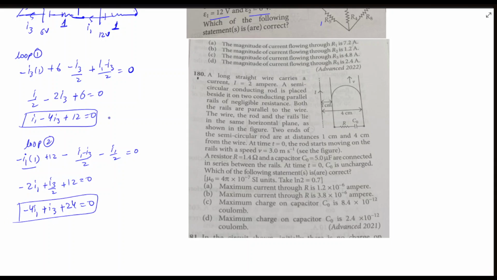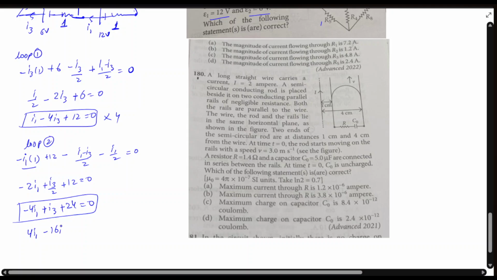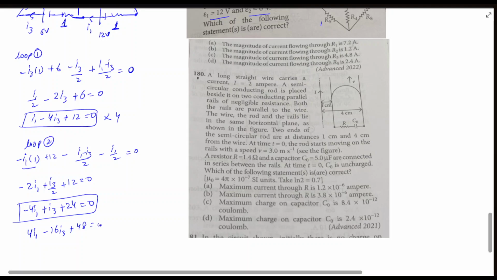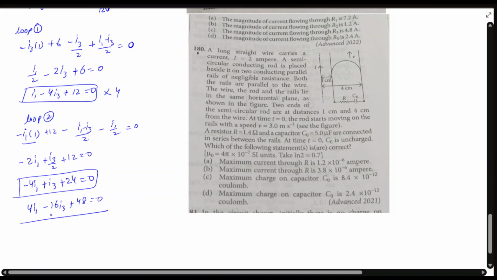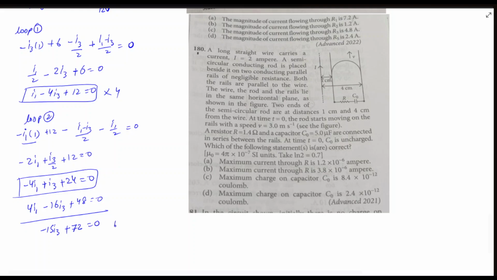So let's solve, and let me multiply this equation by 4. So we'll just write it as 4i1 minus 16i3 plus 48 equals 0. And let's add them. So this will be minus 15i3 plus this will be 72, right? Equals 0. So i3 will be 72 by 15. So we can divide it by 3. So this will be 5 and this will be 24. So we'll have 24 by 5, right? So how much will it be? It will be 4.8 ampere.